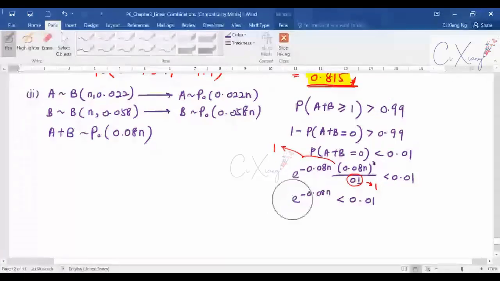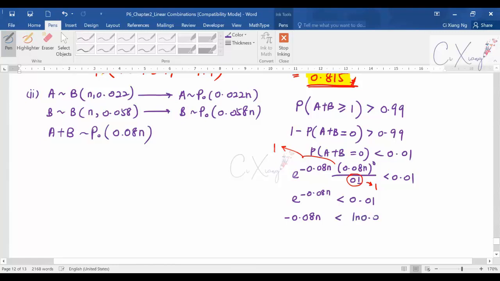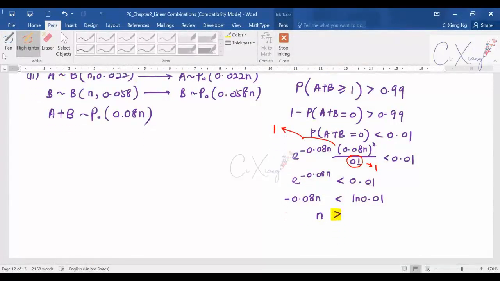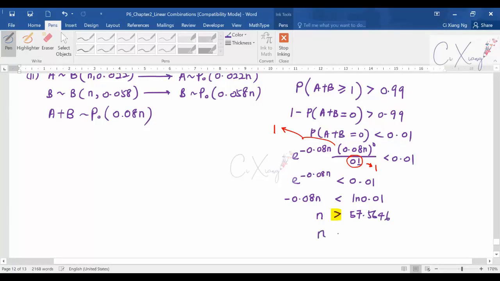Because I'm having the base e here, I prefer to use ln. So I have 0.08n ln e, and ln e is 1. Therefore, I have ln 0.01. To get the n, you move the negative 0.08 over, and you need to change the sign. I highlight this because a lot of students ignore it or forget to change the sign. If you continue from here, you should be able to get n more than 57.5646, and you write it as n equals 58.